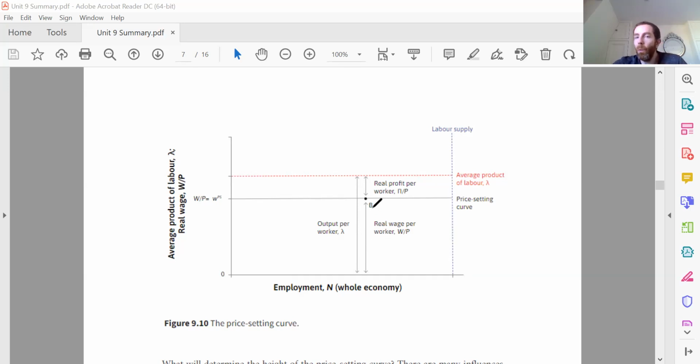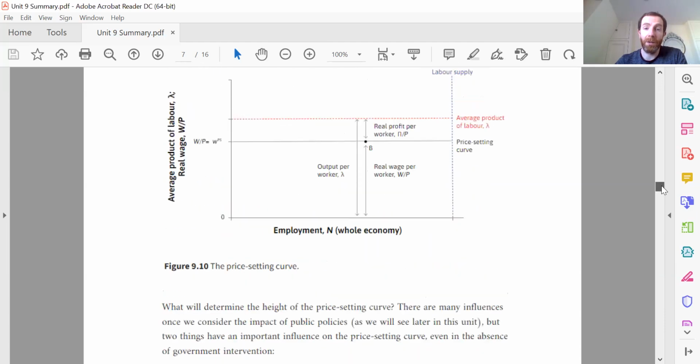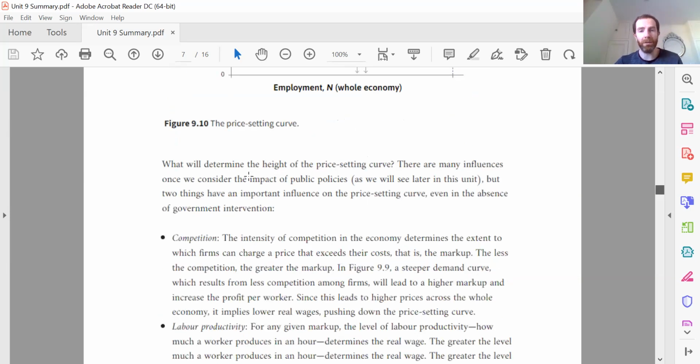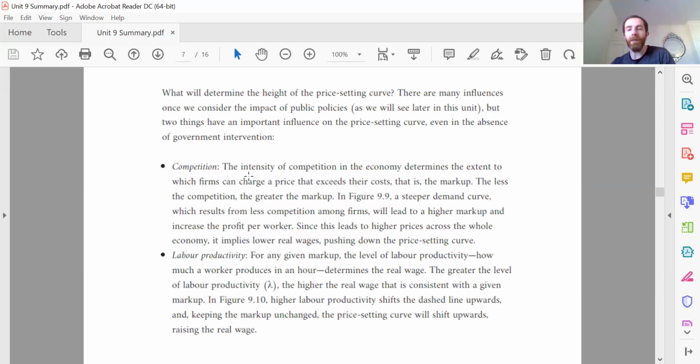So what's going to determine how much of the value of the output goes to the worker versus how much goes to the firm? Well, if we ignore government, and in this unit we, to an extent, ignore government for now, then there are two really key things that are going to determine the height of this price setting curve, and therefore how much is profit and how much is wages. Those two key things are the level of competition in the economy and the level of labor productivity.